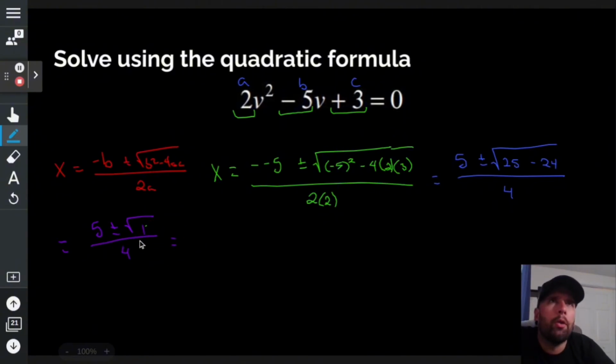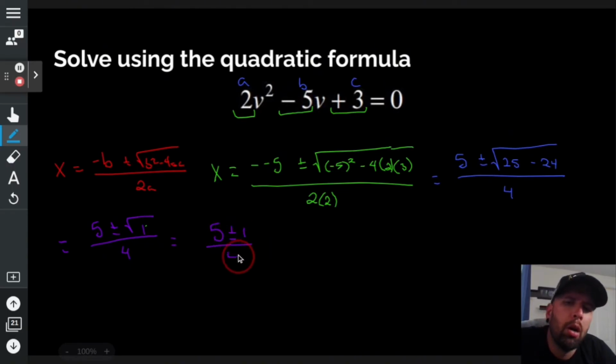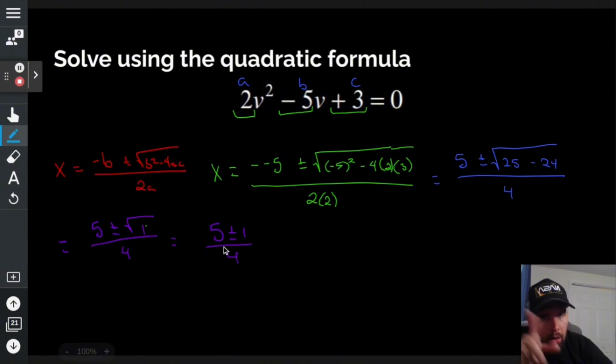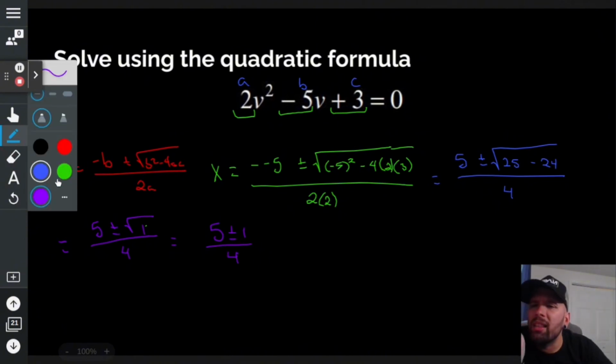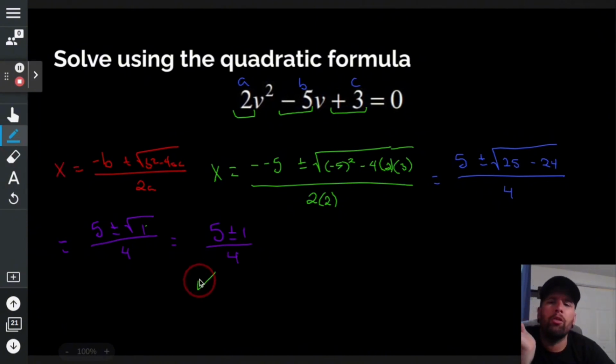The square root of 1 is 1. So 5 plus or minus 1 over 4. Now what do I do? Well, I can clean this up. I can split this up into two problems.